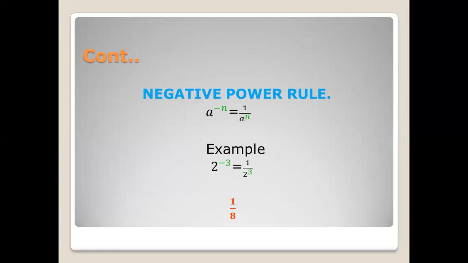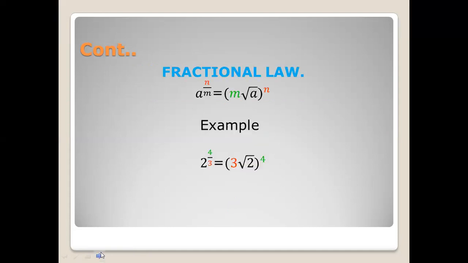So if you have a raised to a negative power, then you'll have 1 over a raised to that power, but without the negative. We have an example there, 2 raised to negative 3. We'll simply have it as 1 divided by 2 raised to the power of 3. And 2 raised to the power of 3 is the same as 2 by 2 by 2, which gives you 8. So your answer will be 1 over 8.